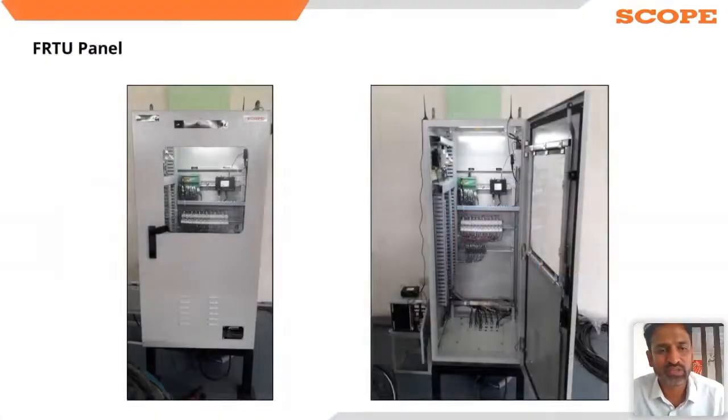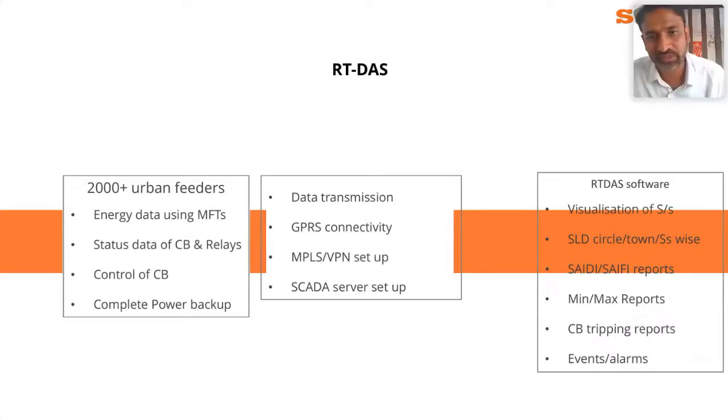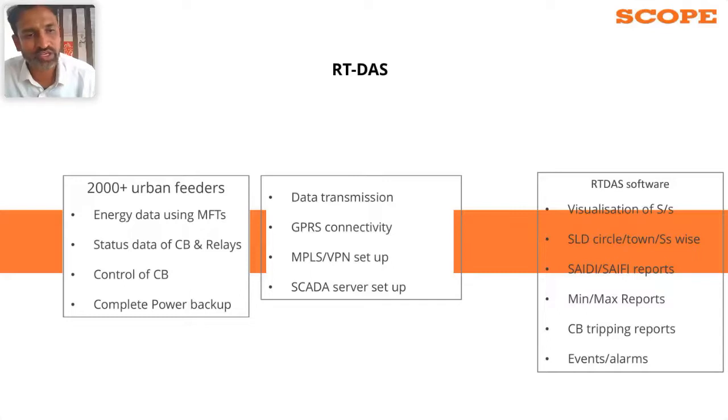Normally under RT-DAS, we are monitoring more than 2000 urban feeders, all the RT-DAS projects put together. We are monitoring energies, CB status and relays, and controlling the CBs, and a complete backup will be there. For data transmission we are using GPRS connectivity with a secured MPLS or VPN data network. At the RTU software and the SCADA center, we visualize each and every substation with the single line diagram, events and alarms.